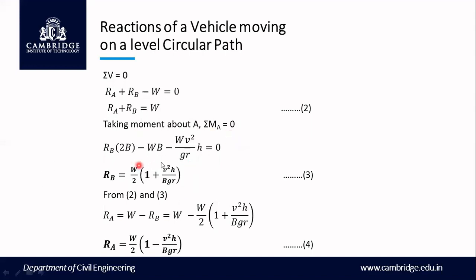If we are solving it further for RB, we will arrive at RB is equal to W by 2 into 1 plus V square H by B into G into R. So from these two equations, that is equation number 2 and equation number 3, if we substitute RB in this equation, we can get RA is equal to W minus RB. If we solve further, we'll end up getting RA is equal to W by 2 into 1 minus V square H by BGR. So therefore, we found out RA and RB, reactions at both the wheels.